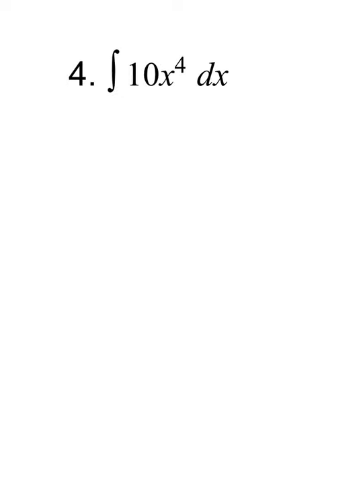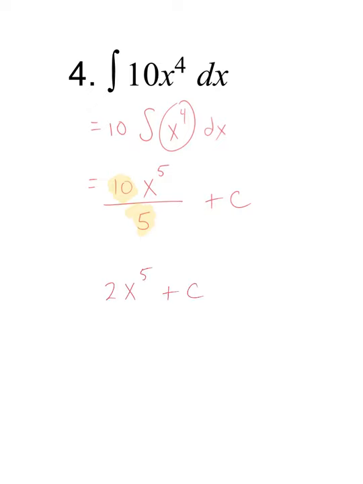Number 4. All right. The 10 comes along for the ride. We're only going to take the antiderivative of x to the 4th. So, again, 10 comes along for the ride. For x to the 4th, the power rule tells us to add 1 to the exponent, so we get x to the 5th, and we put that same number on the bottom, plus c. Now, when we simplify, hey, 10 over 5 gives us 2x to the 5th plus c.